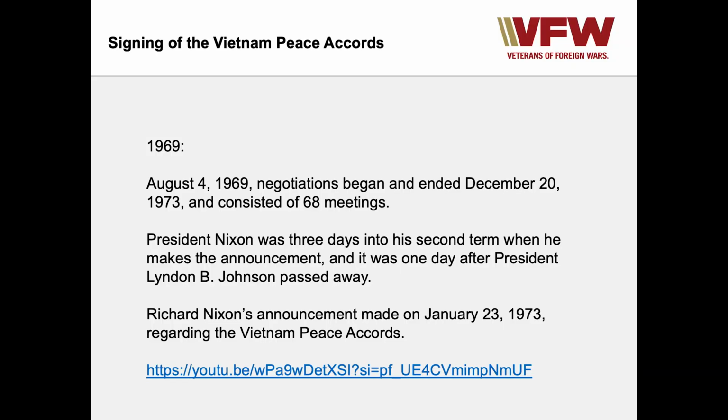August 4th, 1969, negotiations began and ended December 20th, 1973, consisting of 68 meetings. President Nixon was 3 days into his second term when he makes the announcement. It was a day after President Lyndon B. Johnson passed away. Richard Nixon's announcement, made on January 23rd, 1973, regarding the Vietnam Peace Accords.